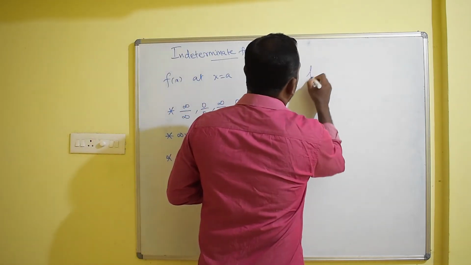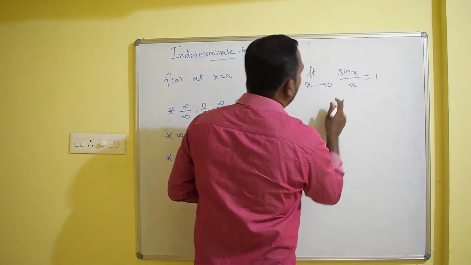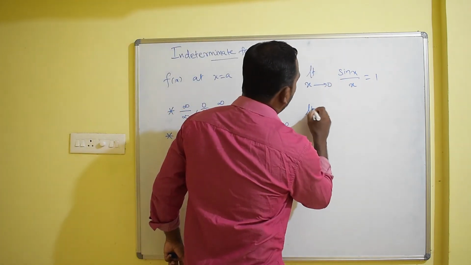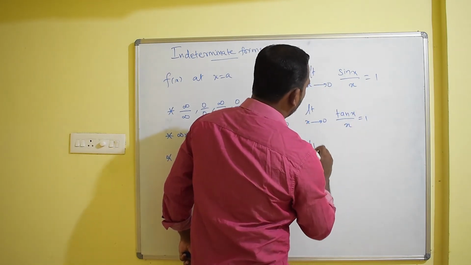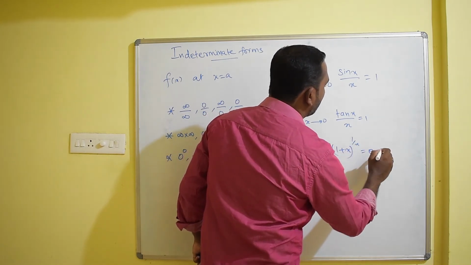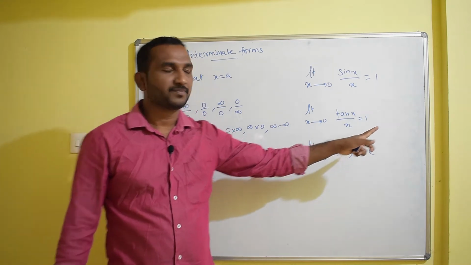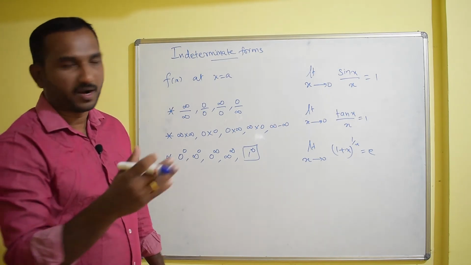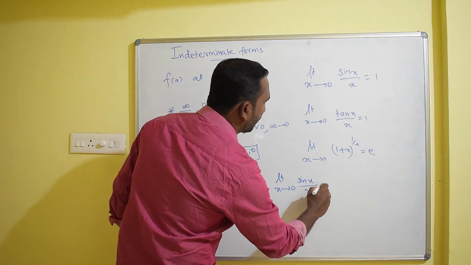So what are the limits? The results: limit x tends to 0 of sine x by x equals 1, and its reciprocal is also 1 directly. I will explain why it is 1. And limit x tends to 0 of tan x divided by x is also 1. Then limit x tends to 0 of (1 plus x) whole power 1 by x gives e. Now I will explain the first and third. According to the first, you can find the second one. The first one: limit x tends to 0 of sine x by x equals 1, we want to prove.